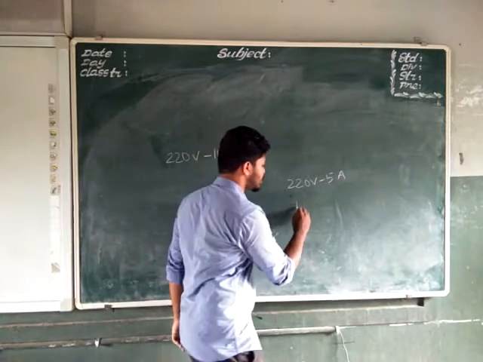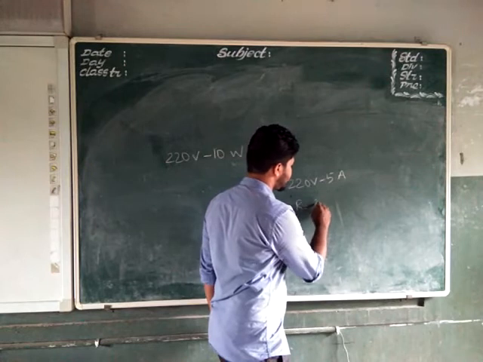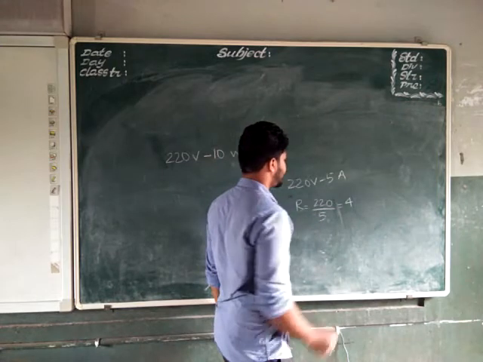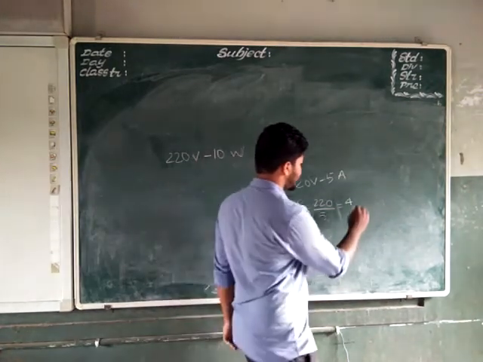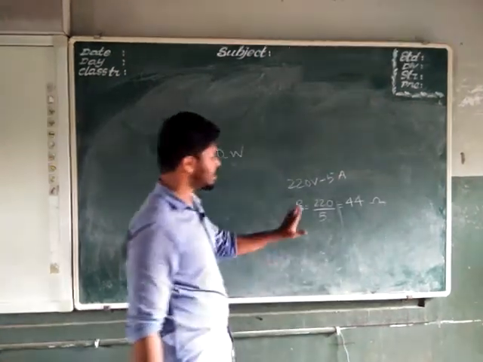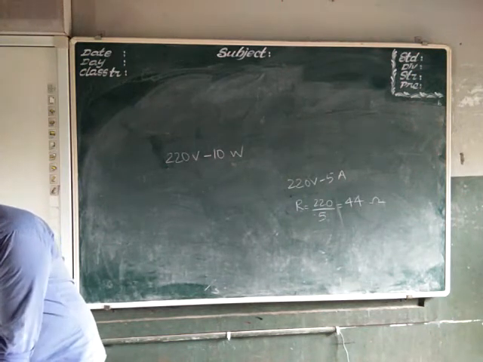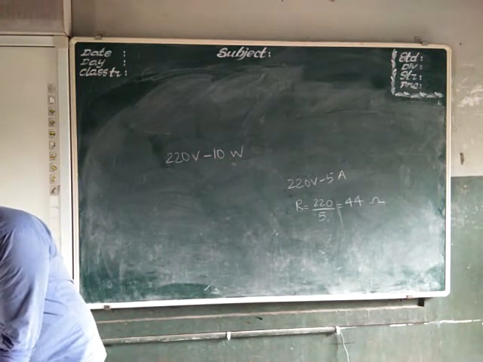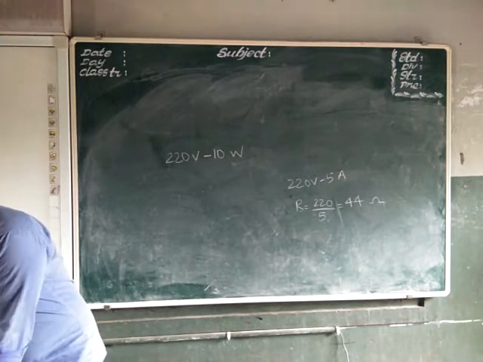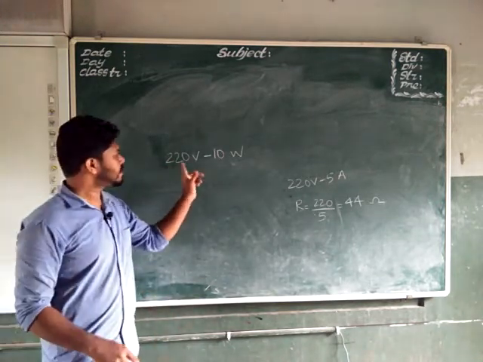So what is the resistance that our circuit holds? R equal to V by I, that is equal to 220 volt by 5 ampere, which is equal to 44 ohm, isn't it? R is equal to 44 ohm. And now the rating of the bulb is given.